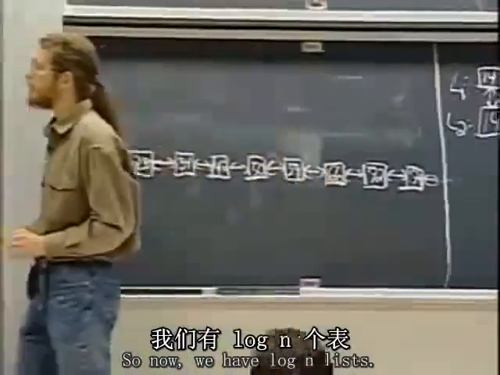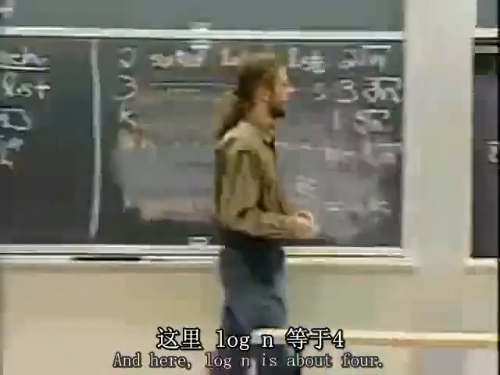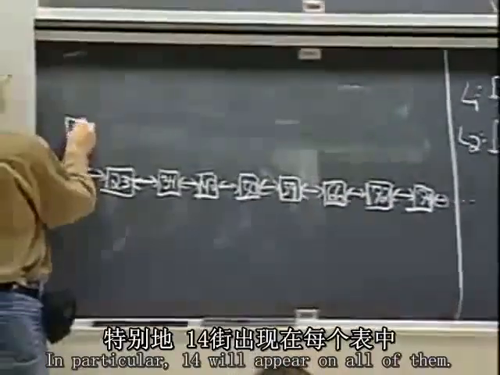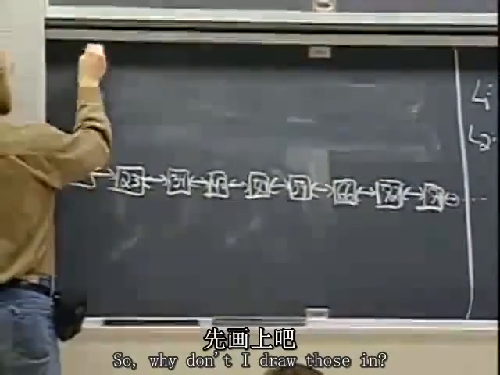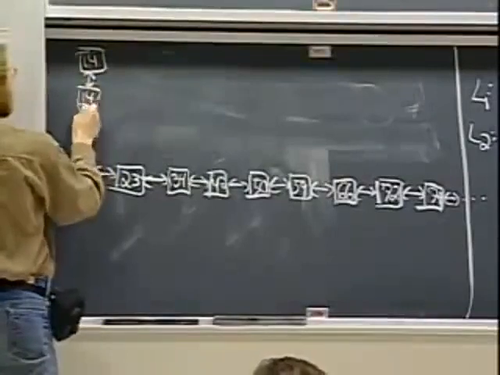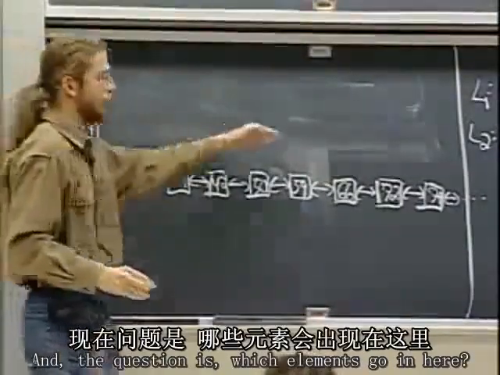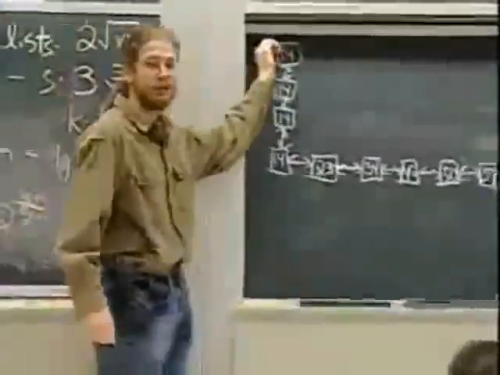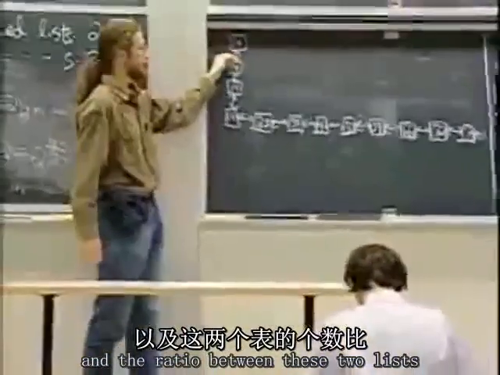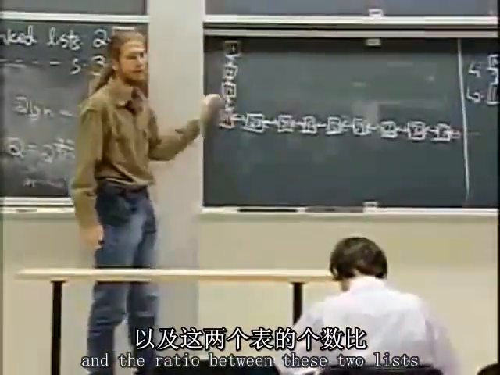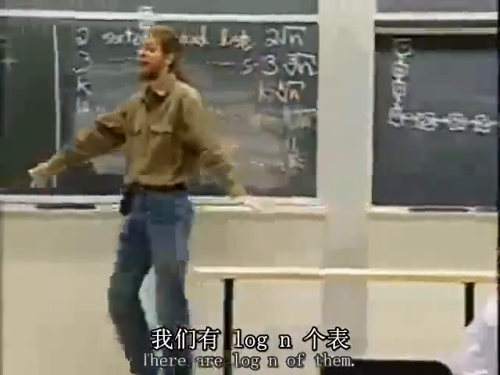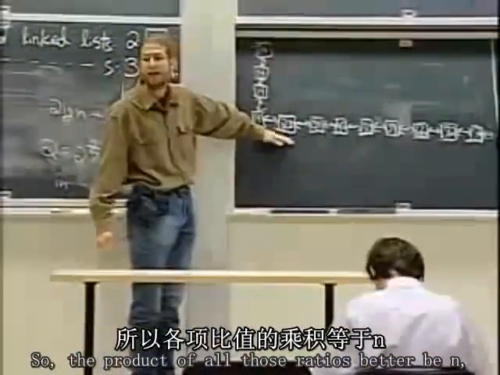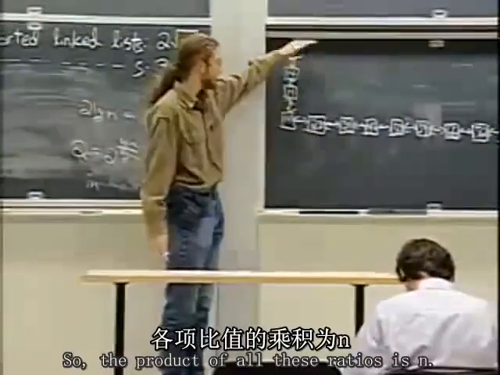So now, we have log n lists, and here log n is about 4. So I want to make a bunch of lists here. In particular, 14 will appear in all of them. So why don't I draw those in? And the question is, which elements go in here? So I have log n lists, and my goal is to balance the number of items up here, and the ratio between these 2 lists, and the ratio between these 2 lists. I want all those things to be balanced. There are log n of them, so the product of all those ratios better be n, the number of elements down here.